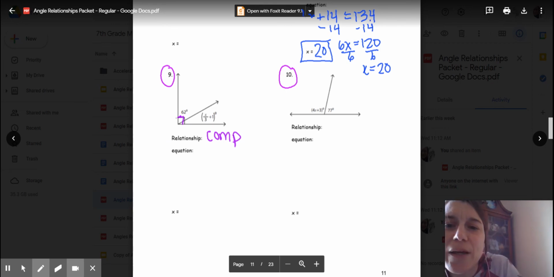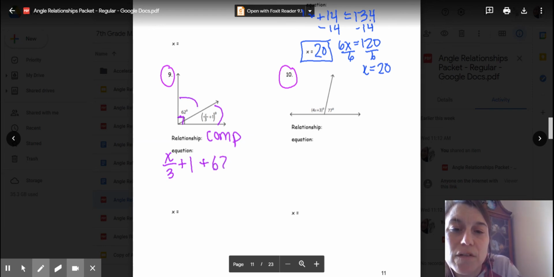And remember, it's always 90 degrees in the corner. Anyway, so I'm going to write the equation. If they're complementary, they add up to 90. So I'm going to start with this angle here. I'm going to write what's inside there, x divided by 3 plus 1. And then plus the other angle, so plus this angle here, 62. They equal 90 when you add them together.